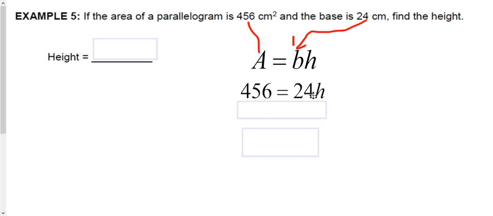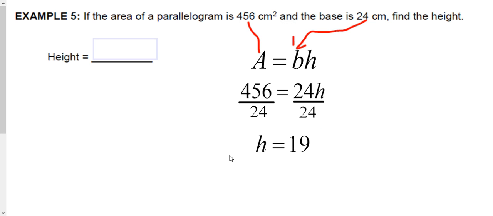So it looks like that. We have 24 times H here, so to solve for H, we're going to divide by 24, since that's multiplication. And we end up with H equals 19. And those are centimeters.